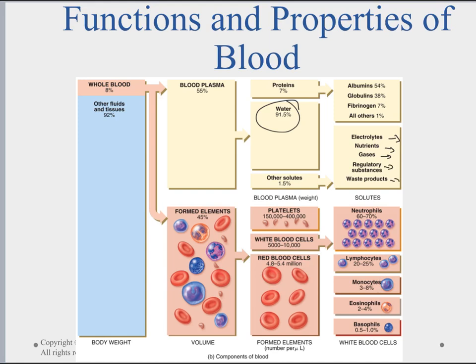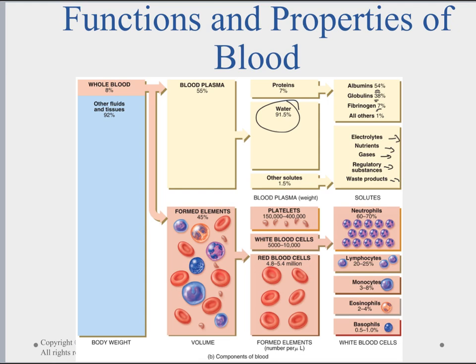After that, we look at our proteins, and these are going to be important. We have all our plasma proteins. We find albumins, globulins, and fibrinogens. Albumin is going to be 54%, globulins 38%, and these are immune response cells, and then fibrinogens. We can move on down to our formed elements.